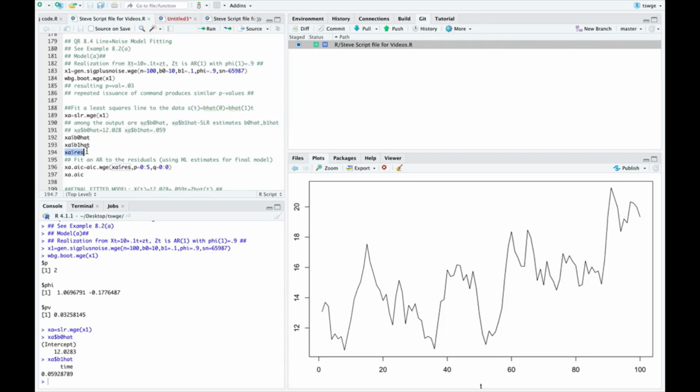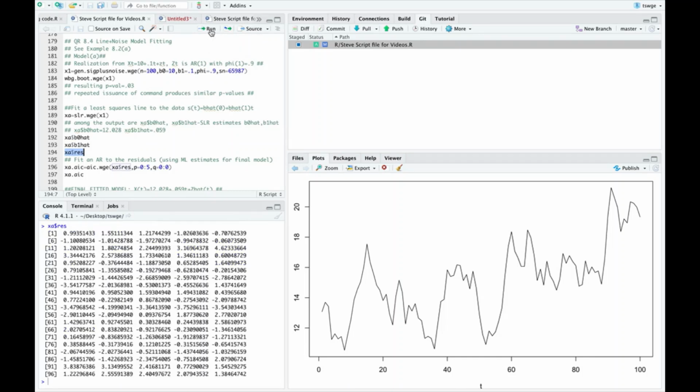If you want to look at the residuals, here are the residuals. Just looking at them as a whole doesn't do much for me, but it lets me know they're there. That's a good thing to know. And then it also lets me think about my next step. Well, my next step is that we're going to now fit an AR to those residuals. We've got the line part modeled. It's in this b naught hat and b1 hat. But now we need to fit an AR to those residuals.